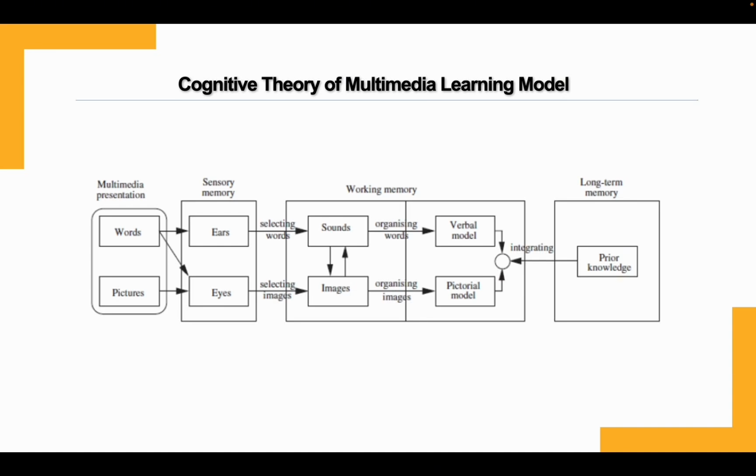This picture shows how memory works according to Mayer's cognitive theory of multimedia learning. Mayer states that there are also 5 forms of presentation of words and pictures that occur as information is processed by memory. And each form represents a different stage of processing in the 3 memory stores model of multimedia learning. The first form is the words and pictures in the multimedia presentation. The second form is the sounds and images. The third form is the sounds and images in working memory, and the fourth form of presentation is the verbal and pictorial models, which are also found in working memory. The fifth form is prior knowledge or schemas, which are stored in long-term memory.